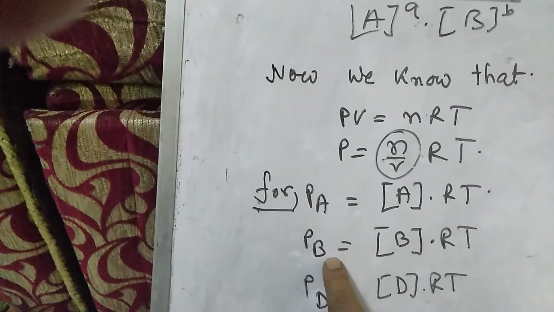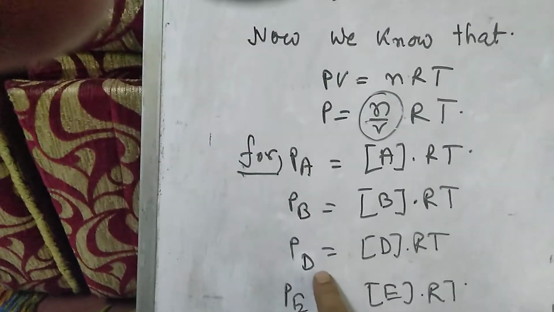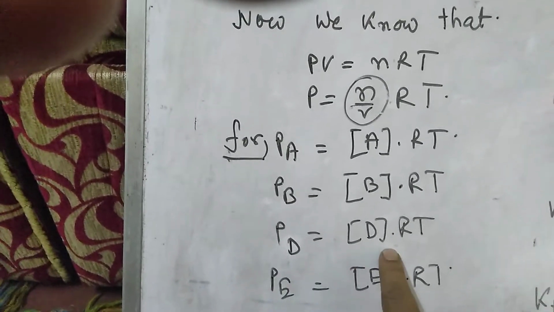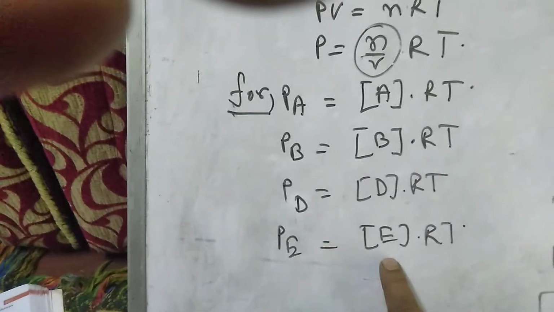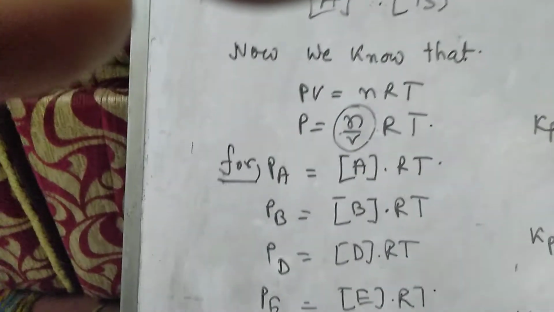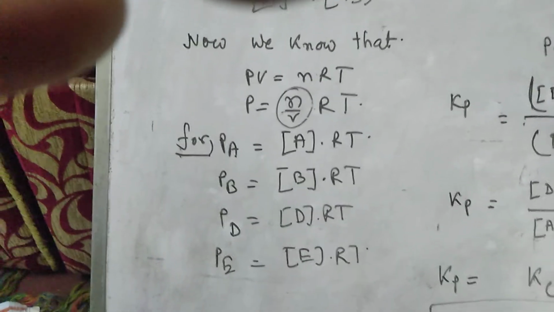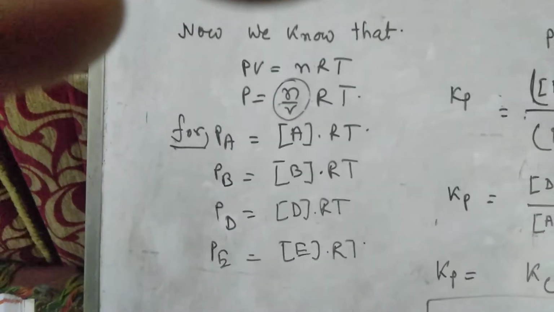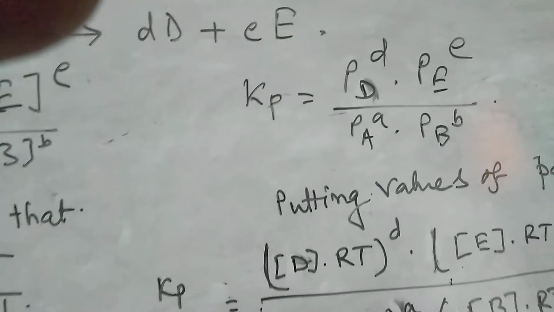And the partial pressure of B means the concentration of B into RT. The partial pressure of D means the concentration of D into RT. And the partial pressure of E equals the concentration of E into RT. Now the partial pressures are converted into concentration terms. Clear?